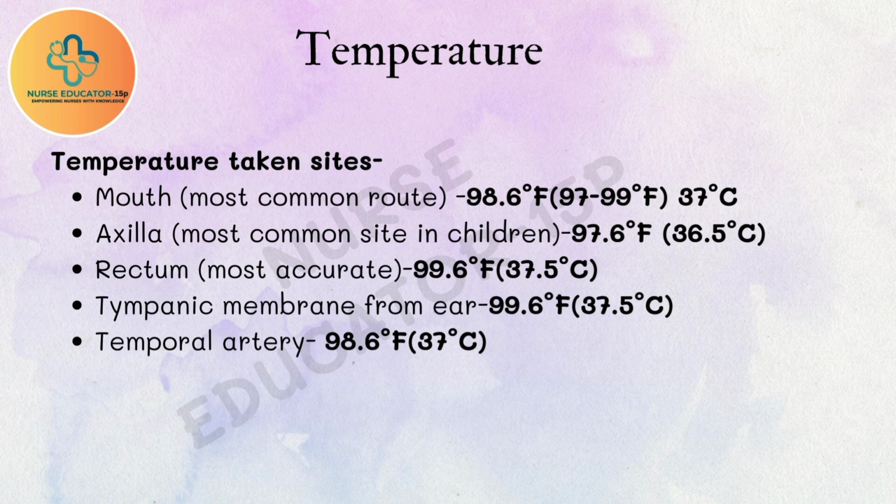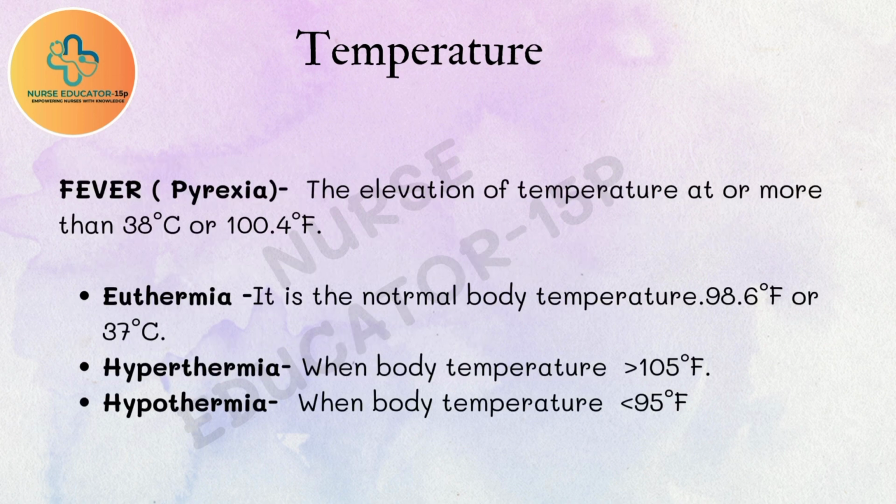When the temperature is increased, it is called fever or pyrexia. Fever is a temperature more than 38 degrees centigrade or 100.4 degree Fahrenheit. The normal body temperature is called euthermia, that is 98.6 degree Fahrenheit or 37 degrees centigrade. Hyperthermia is when the temperature is increased more than 105 degree Fahrenheit. Hypothermia is when it is decreased less than 95 degree Fahrenheit.